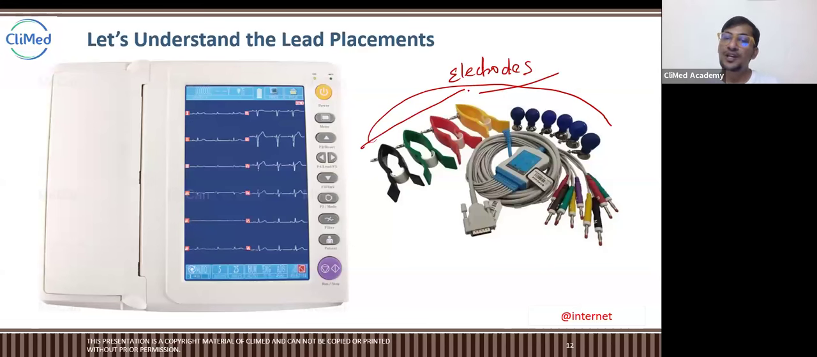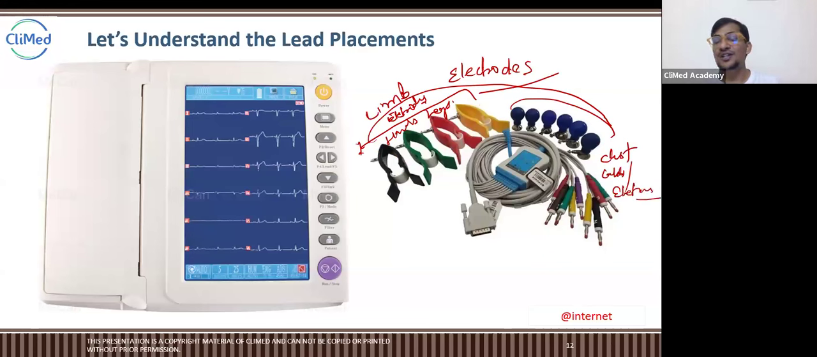So these four electrodes, as you can see by the shape, are attached to the hands and legs. We call them limb leads, or limb electrodes. These are the chest electrodes, chest leads, which are attached to the chest. These are the different colors: black, green, red, yellow, and different colors here again. So how are these attached to the human body?